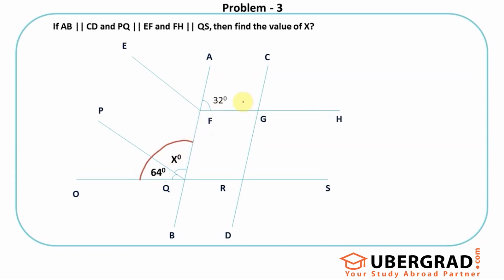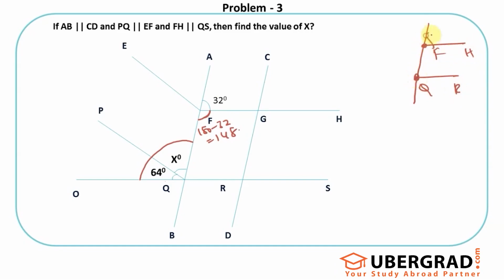So now, because this is 32, what should this be? This is a straight line, right? AB is a straight line, this is 32, this has to be 180 minus 32, oh, that's 148. And if you see this, AB is a straight line, FH and QS are parallel lines, right? So they're cut at this point.